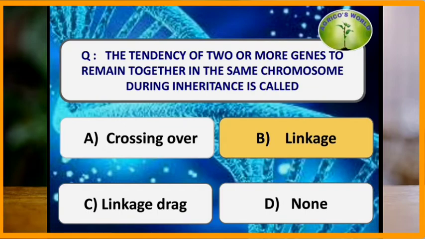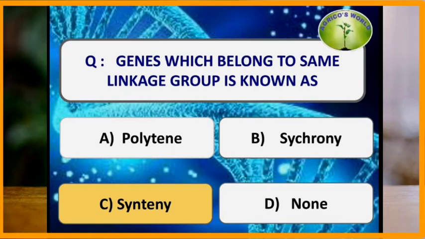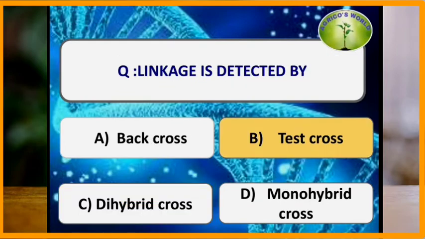The tendency of two or more genes to remain together on the same chromosome during inheritance is called linkage. When there is an increase in the distance between two genes, the linkage decreases. Genes which belong to the same linkage group are known as synteny.